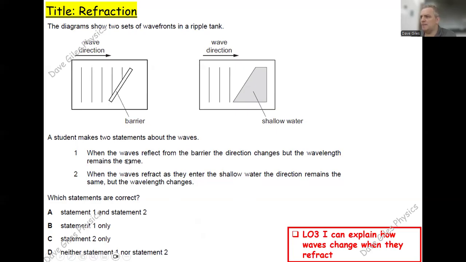So let's go through statement 1 again. When the waves reflect from the barrier, the direction changes, but the wavelength remains the same. That is true. So we know D is not correct, and it can't just be 2 either. When the waves refract as they enter the shallow water, the direction remains the same, but the wavelength changes. Well, the direction is going to change. When it goes shallow, it's going to change direction. So therefore, only statement 1 is correct. Okay, and that's all of the multiple choice paper 2 questions.